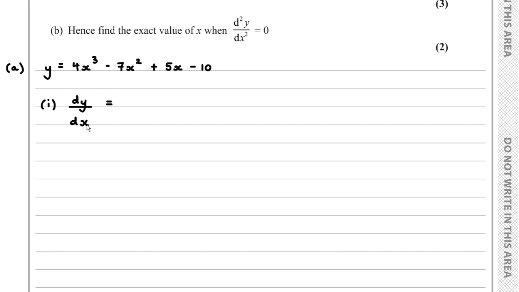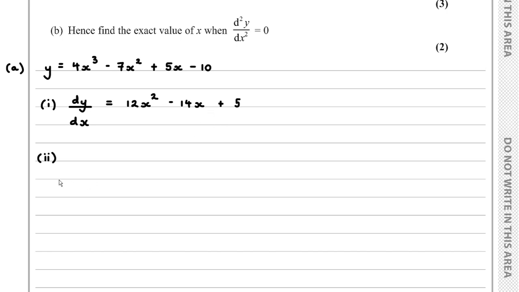For the first part of part A, if I differentiate to find dy over dx, differentiating 4x cubed, we end up with 12x squared. Differentiating negative 7x squared, we end up with negative 14x. Differentiating 5x, we end up with 5. Differentiating negative 10, we end up with 0. And so therefore dy over dx is equal to 12x squared subtract 14x plus 5.